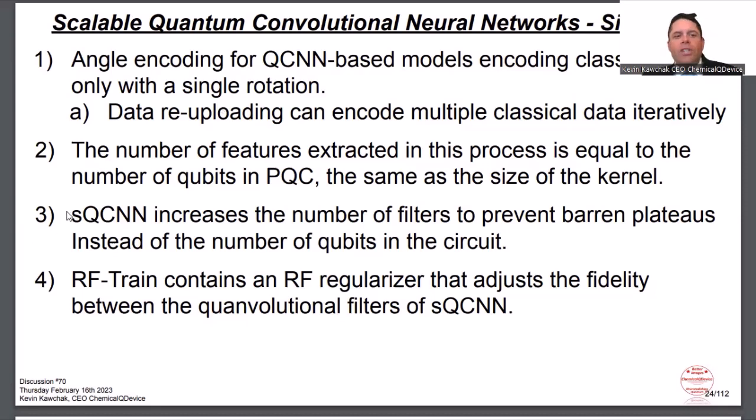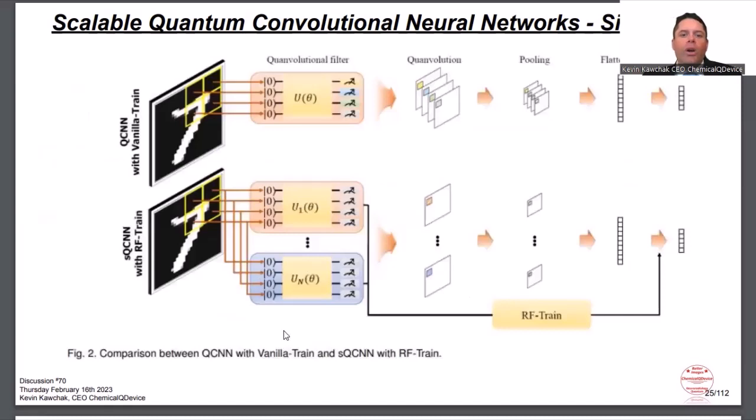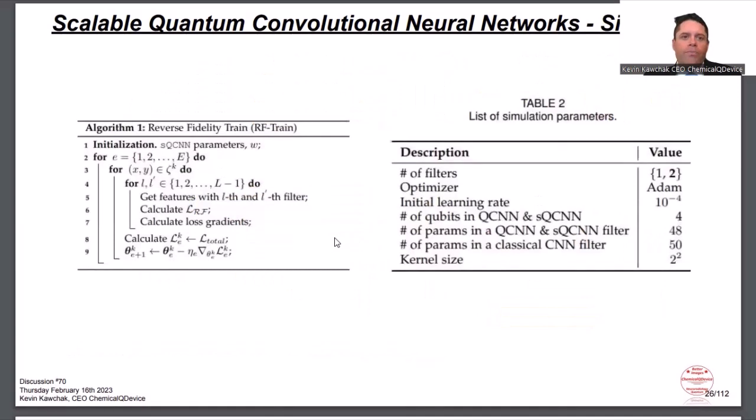So you see, SQCNN increases filters instead of qubits. And then RF train, and I'll show you with this lambda figure. So at this first part, the QCNN with vanilla train, or an SQCNN at this bottom one. So this is the more filters part instead of using more qubits. And then as you go on with the RF train, you can see that there's inherent differences between the convolution, pooling and flattening. This one up top is more traditional. The one at the bottom is their approach. The algorithm for the RF train is on the left.